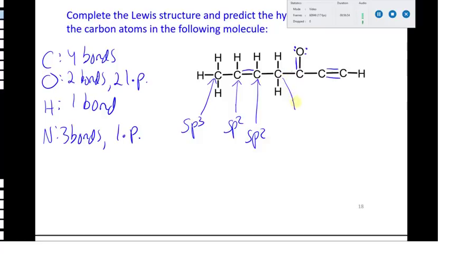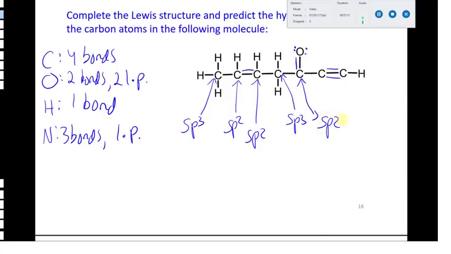This carbon here has 4 things bonded to it, so it's sp3. This one has 1, 2, 3 electron groups attached to it. Remember, we don't care if it's a single or double bond, it's just whether it's bonded or not. And so this one gives us sp2.